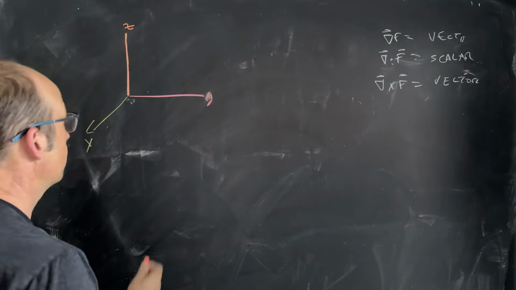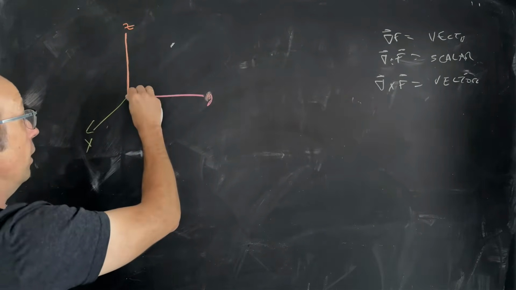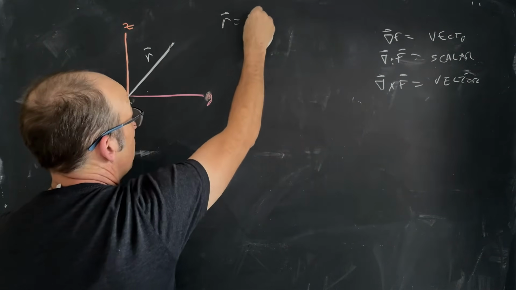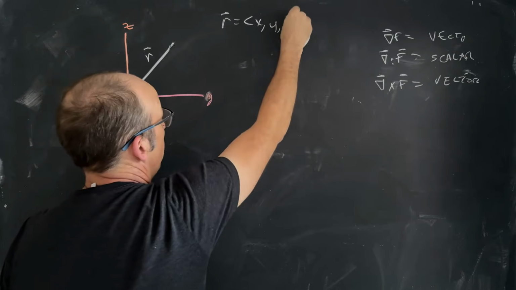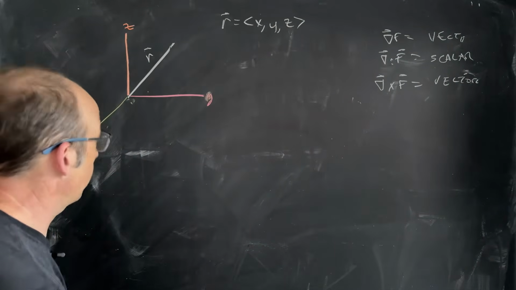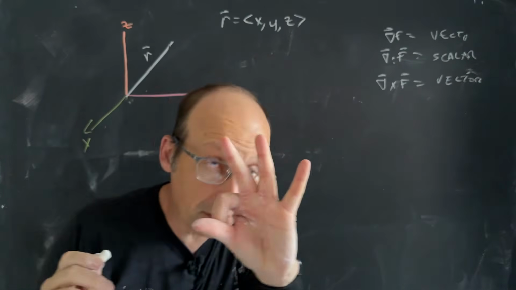Okay. So I can determine the location of some object in Cartesian coordinates. The vector r is just going to be x, y, z. So those are my parameters. I'm not going to use the color chalk again. We need 3 coordinates to determine the location.